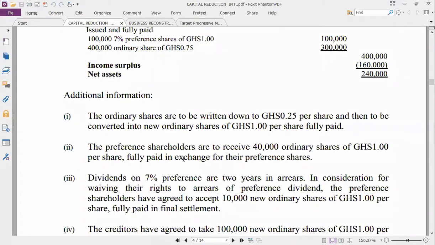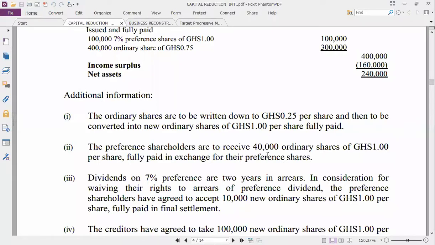So the preference shareholders have to pick 40,000 ordinary shares. All you have to do is look at who is giving, who is receiving. Where are you moving it from? Which account is increasing? Which account is reducing? Good. Ordinary shares is increasing. Preference shares is reducing. Perfect. So ordinary shares will increase, preference shares will reduce, and then you send it to the opposite side of each balancing.